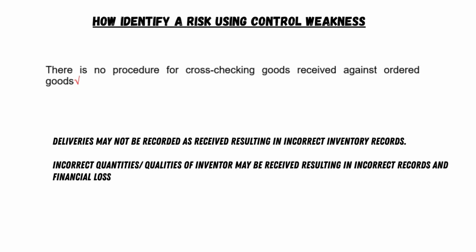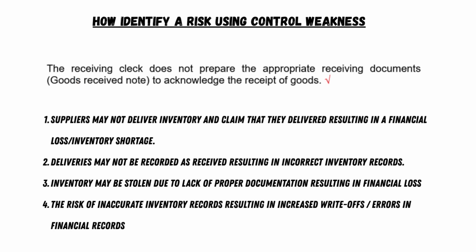we may receive incorrect quantities or qualities of goods because we are not checking whether these are even the goods that we've ordered as an organization. We are just accepting items without having a proper procedure for cross-checking or cross-referencing, if we can put it that way. So that's another thing that can take place within the organization. There was also an issue that the receiving clerk does not prepare the appropriate receiving document, which is your goods received notes, to acknowledge the receipt of goods.